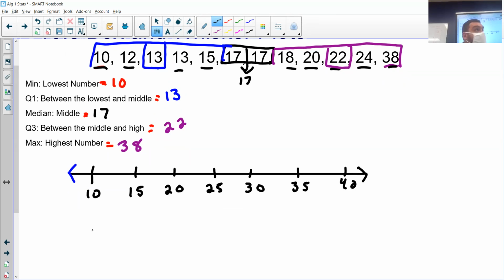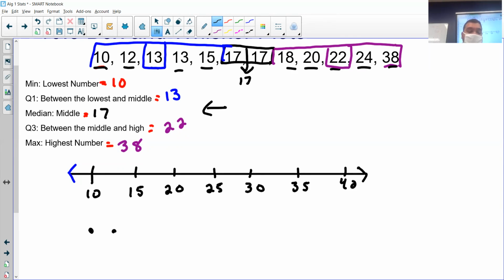Our next part is to put a point for each of our important numbers, which are right here. So I'm going to put a point at 10. You could put it under, or on the worksheet you'll have, technically they'll put it over, but it doesn't matter. You can put it on top, not on the actual number.